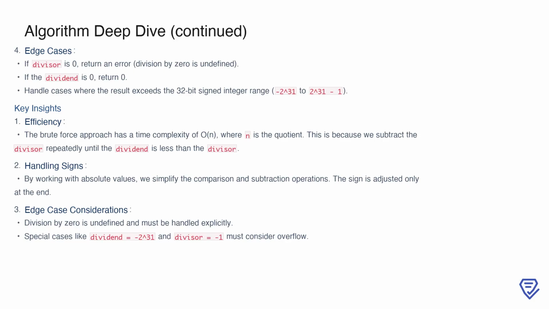In terms of efficiency, the brute force approach has a time complexity of O(n), where n represents the quotient. This is because we repeatedly subtract the divisor from the dividend, which can take many iterations for larger inputs. By working with absolute values, the comparison and subtraction operations are simplified, leaving the sign adjustment for the end. It's also important to handle special cases like when the dividend is -2^31 and the divisor is -1, as this results in an overflow scenario.